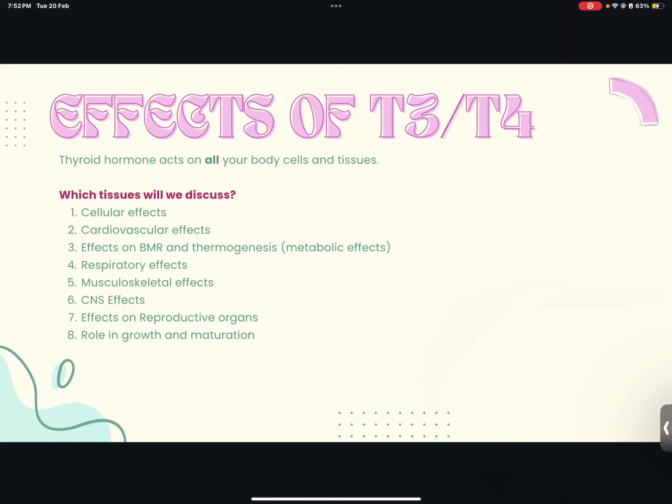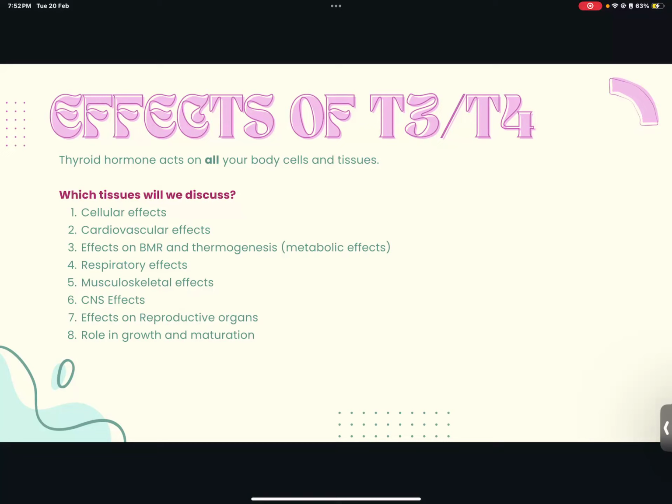So what tissues are we going to discuss? What effects are we going to discuss? I briefly summarized the functions of the thyroid hormone and the effects of the thyroid hormone with the 6 Bs, but we're going to go over them in a little more detail.